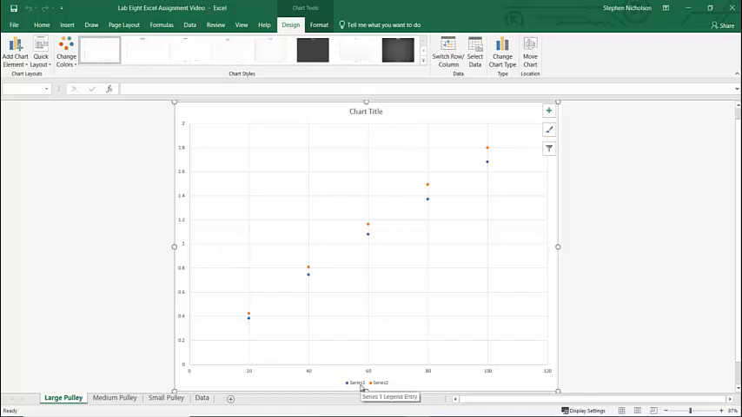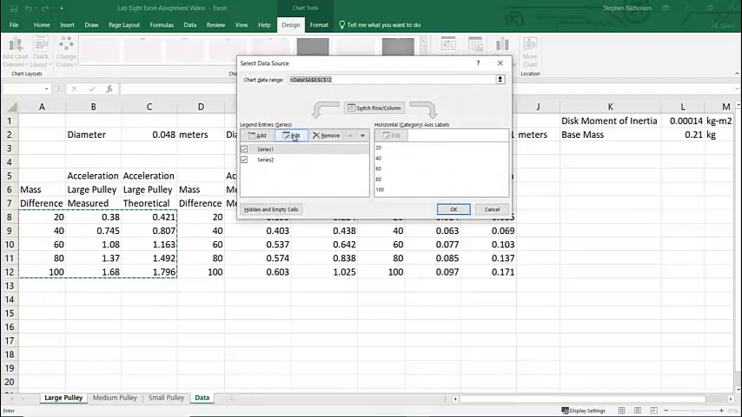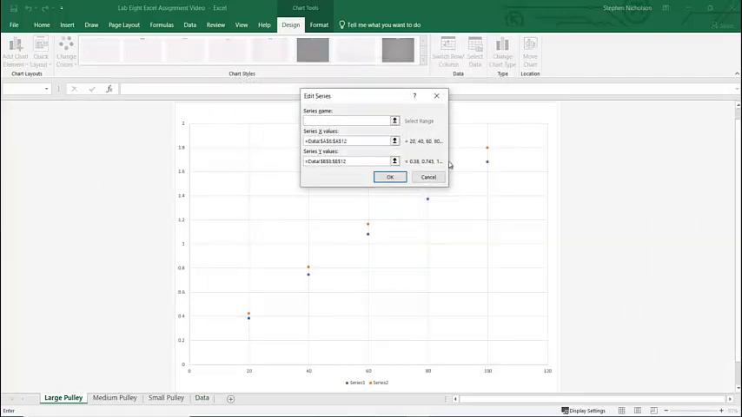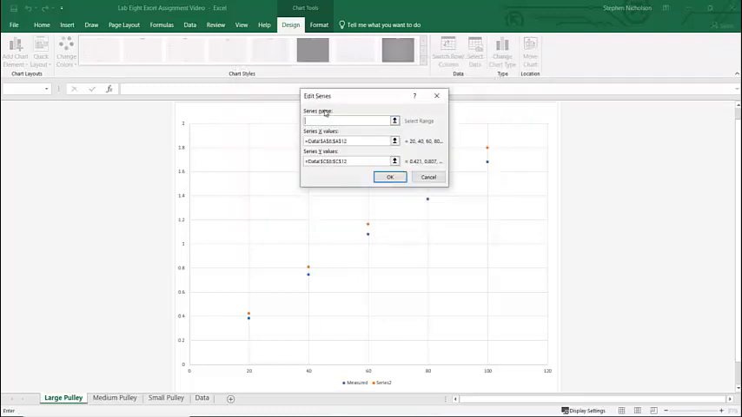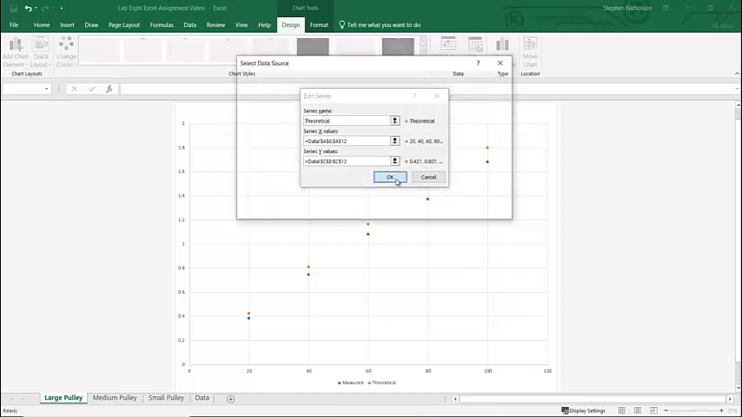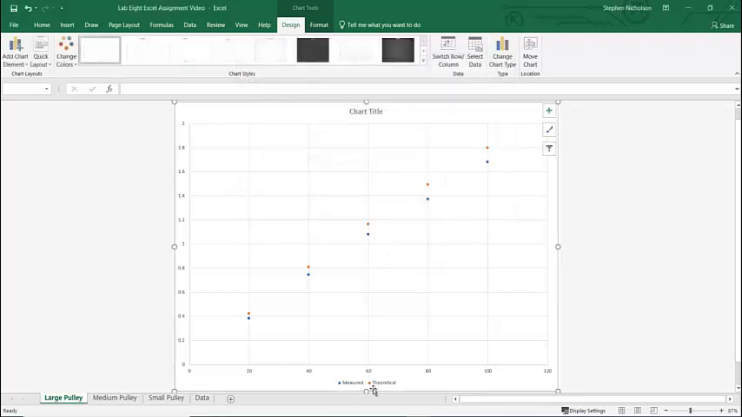So one thing you'll notice is that the legend says series 1 and 2. So we want to put measured and theoretical. So you go to Select Data, series 1, say Edit. Up here where it says series name, I guess series 1 is measured. And then we click on series 2, Edit, theoretical. Okay, so you can see they're changed now.